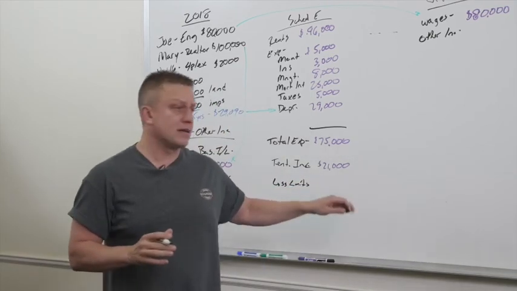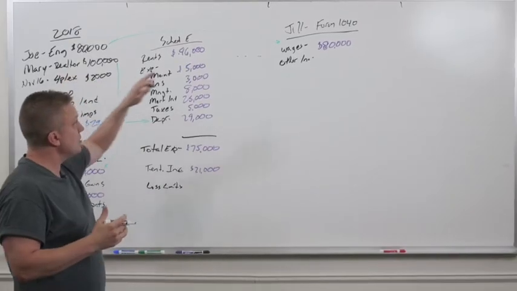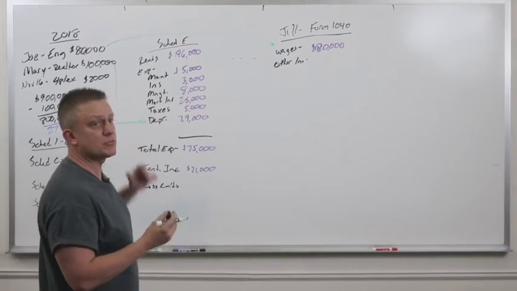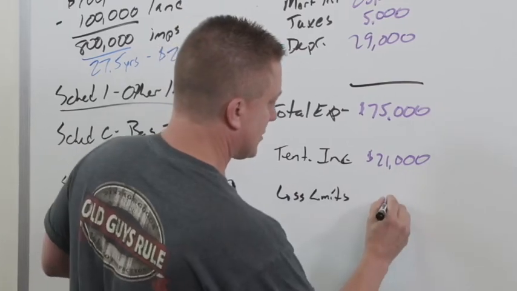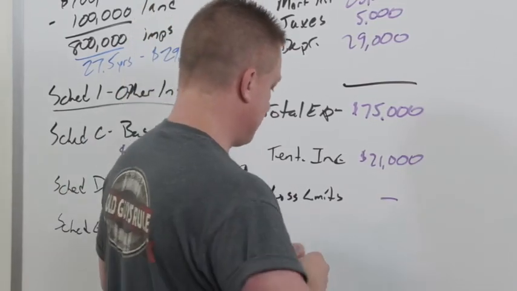We'll come back to this at the end. But for Mary, if she's a realtor, there's a good chance Jill, the CPA, is going to designate her as what's called a real estate professional, which means she has no loss limits. And that'll make sense when we get further into it.